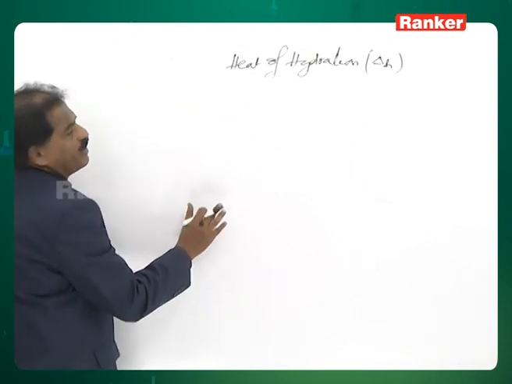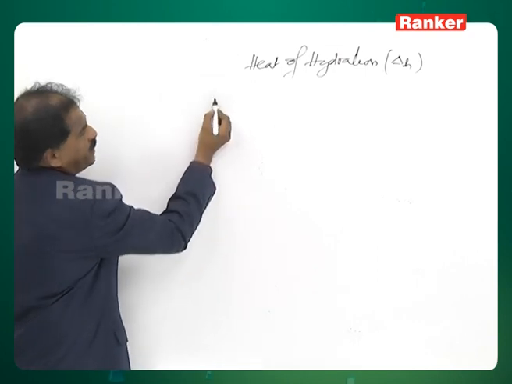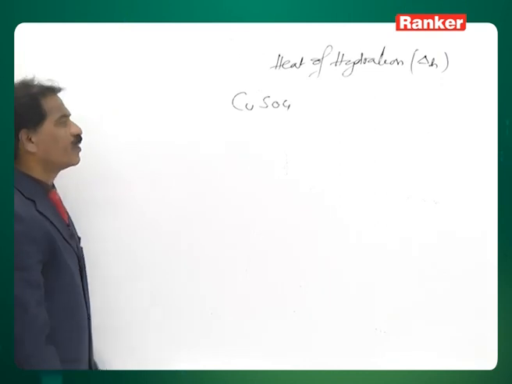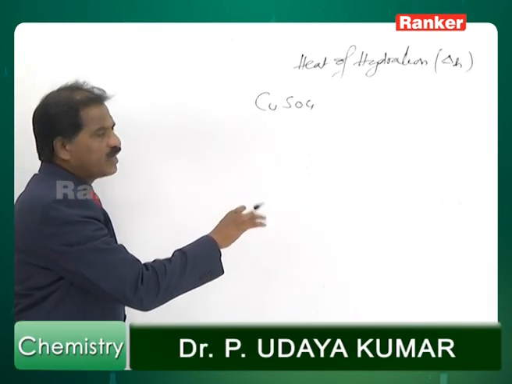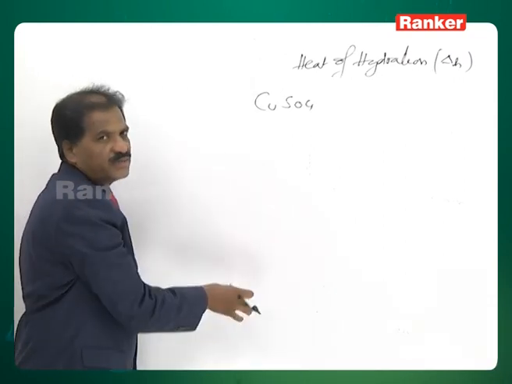So this heat of hydration is applicable only for the inorganic salts. For example, we are dissolving copper sulfate into the water. When we add the copper sulfate into the water, the copper sulfate will continuously dissolve. But during the dissolution, so many changes will take place.